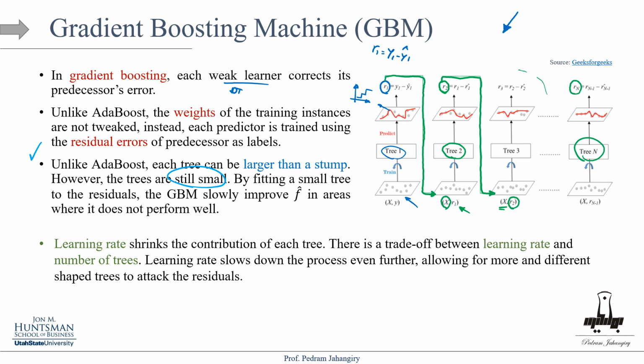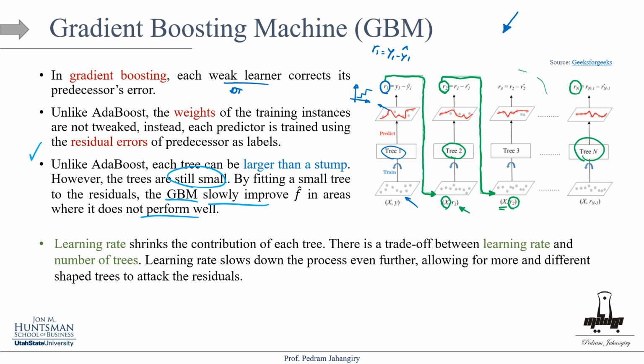So remember, in boosting in general, we started from a low model variance but a high model bias, and the goal was to reduce the bias of the model, right? So by feeding a small tree to the residuals, the GBM slowly improves f hat in areas where it does not perform well. So at the end of the day, you're going to get something like this.